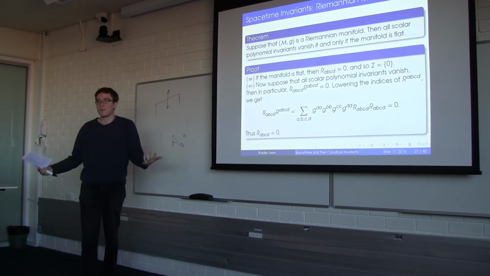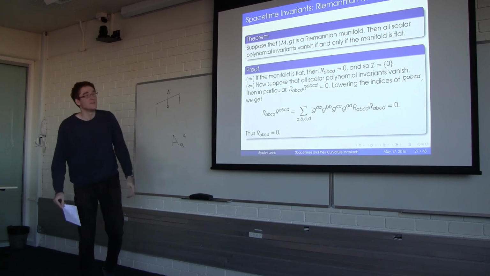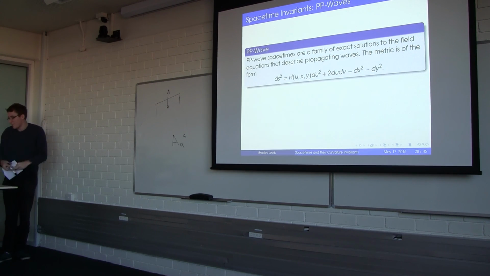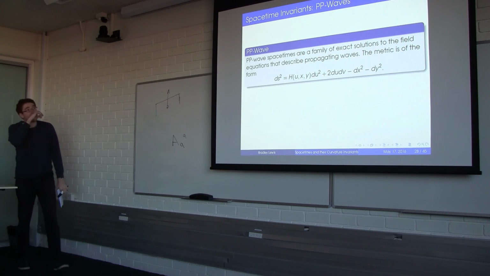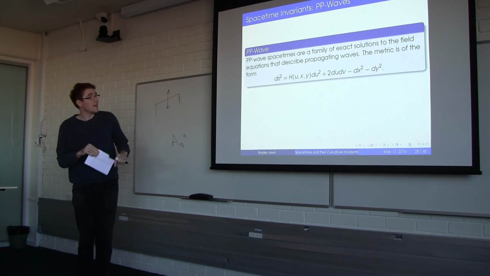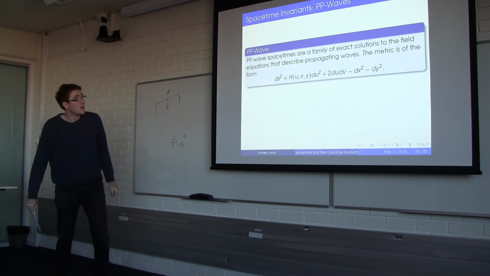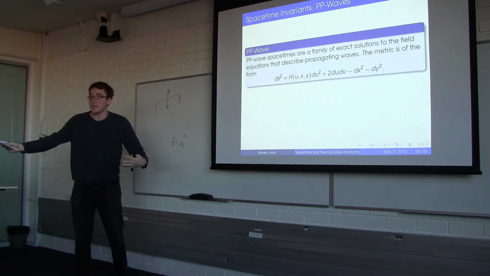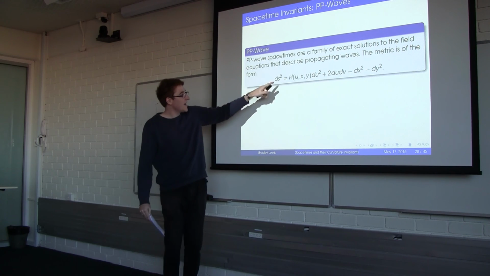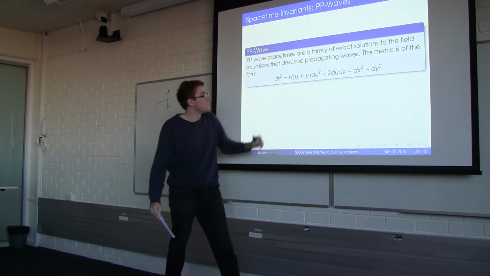And so that's quite a nice way for us in the Riemann case. But of course, we're not dealing with Riemannian manifolds. What happens if the manifold is now Lorentzian, or we're dealing with a space-time? And so we will construct an example. So here we have the pp-wave spacetimes, which are a family of exact solutions. Basically, they describe propagating waves, so things like gravitational waves, for example. And it has a metric of this form.